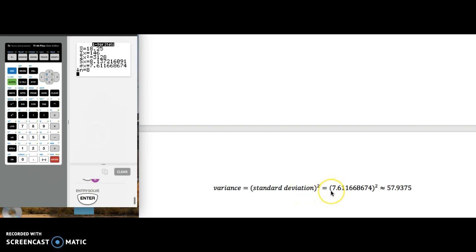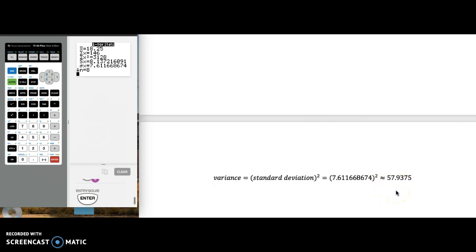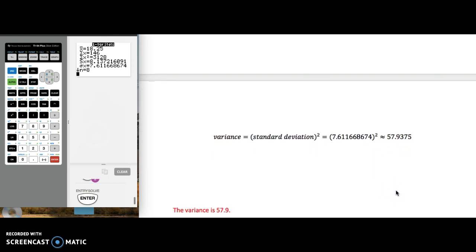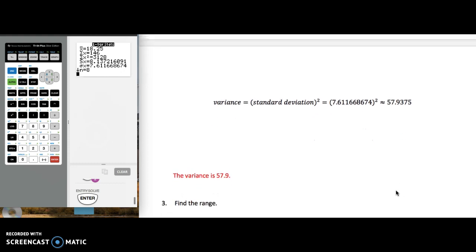We found in number 1 that the standard deviation for the population was 7.611668674. You simply take this number, the standard deviation, and you square it. That was approximately 57.9375. Once again, you have to round, so the variance is 57.9.